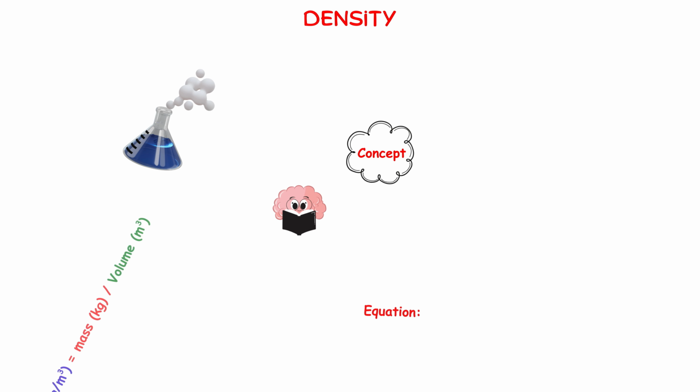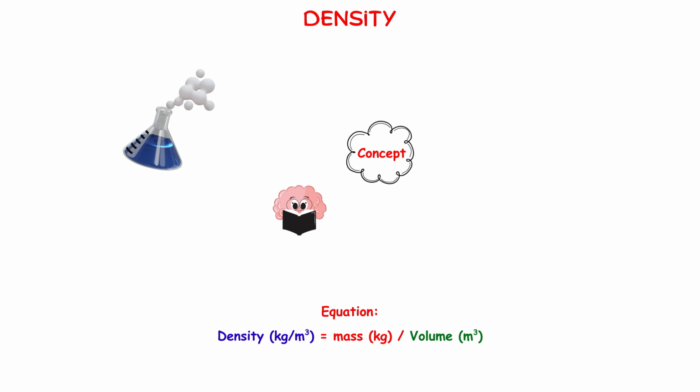In this video, we are going to explore the concept of density, understand the equation behind it, and finally see how we can experimentally determine the density of unknown solids and liquids. To begin with, density is simply a measure of how much mass a substance contains within a given volume. In other words, it tells us how tightly packed the matter is inside an object. To calculate it, we just need to divide the mass of the substance by its volume.